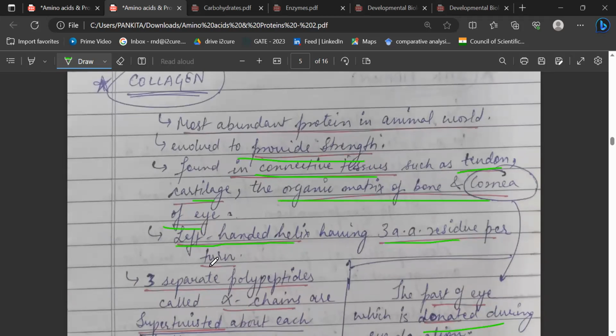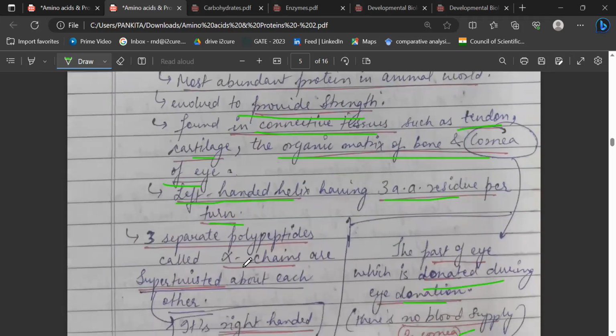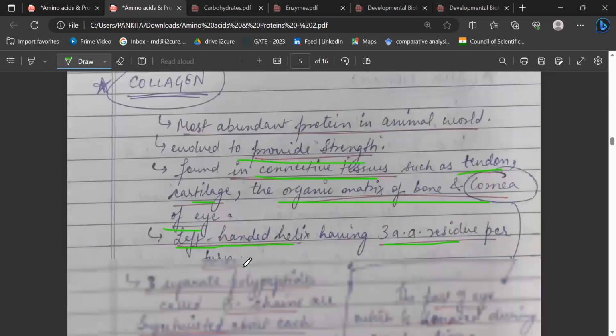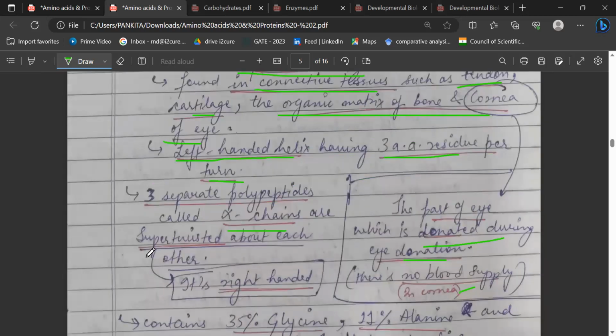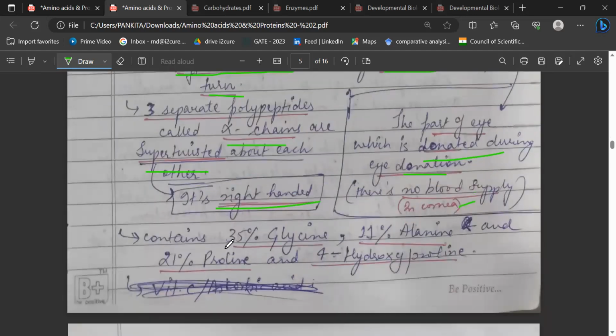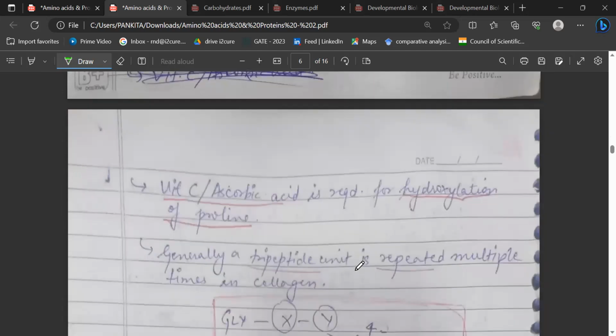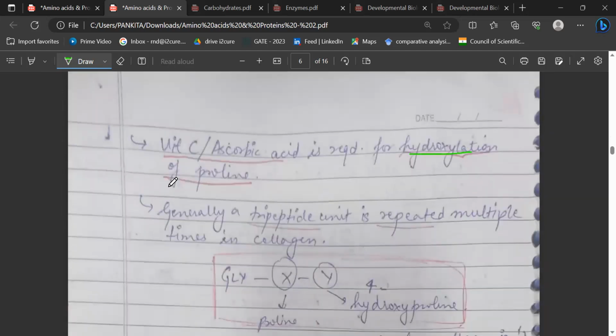Three amino acid residues are present per turn, and there are three separate polypeptides in collagen. They are the alpha chains, which are super twisted about each other, and when they're super twisted, it's right-handed. The collagen contains 35% glycine, 11% alanine, 21% proline, and 4-hydroxyproline. So these are the four amino acids in the ratios present in collagen. Hydroxylation of proline occurs in the presence of vitamin C, which is also known as ascorbic acid.